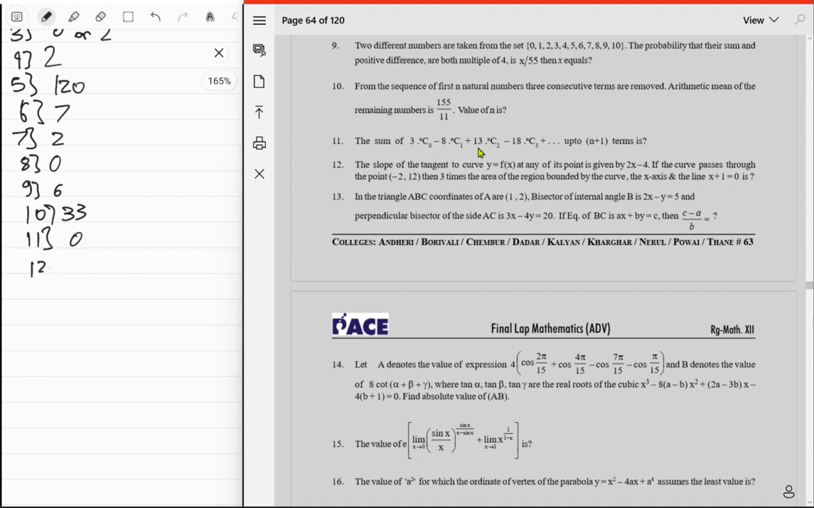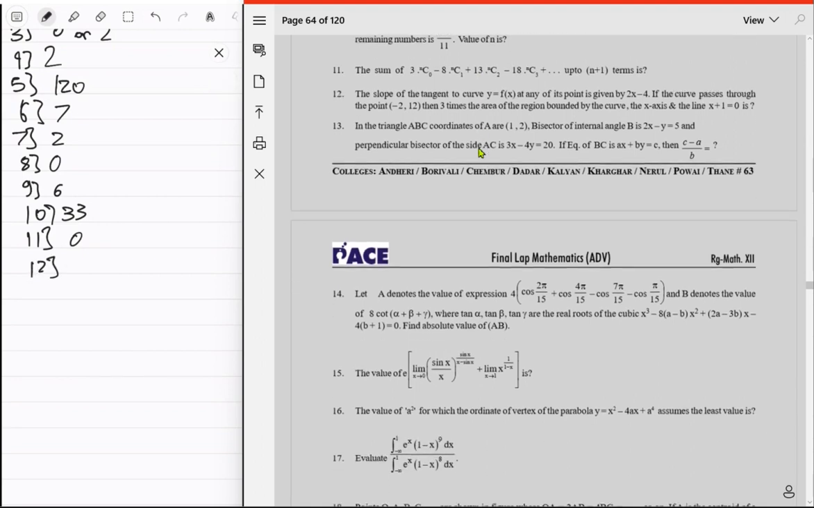12. The slope of a tangent to this curve at any of the points is 2x minus 4. If the curve passes through the point (-2, 12), then 3 times the area of the region bounded by the curve, the x-axis and the line x plus 1 equal to 0 is.